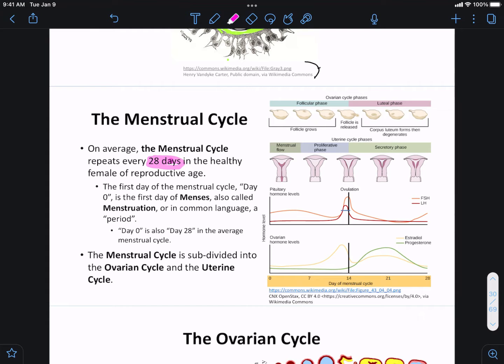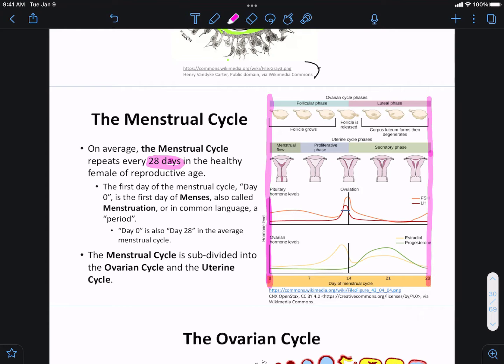The first day of the menstrual cycle, day 0, this one right here, also happens to be the last day of the menstrual cycle. So in this particular diagram, you'll note that we have a day 28 and a day 0, and they are actually the same day. It is, in fact, a cycle, thus being exactly the same.